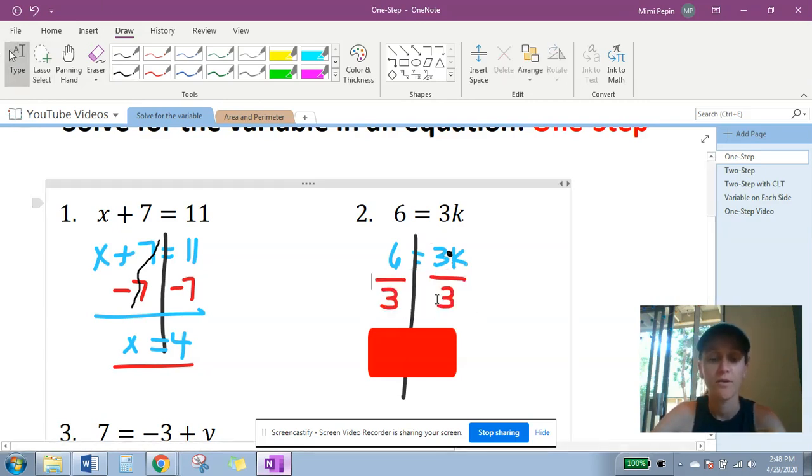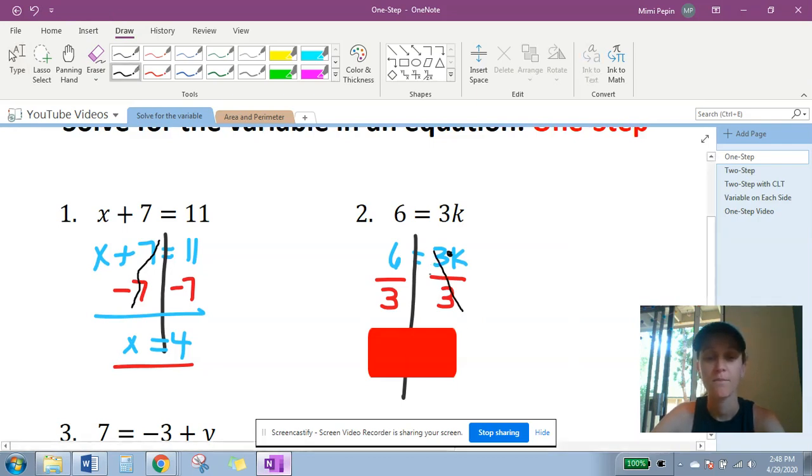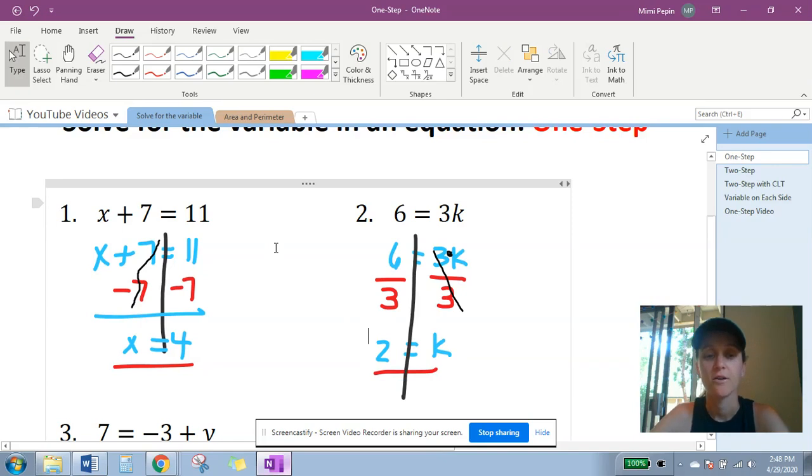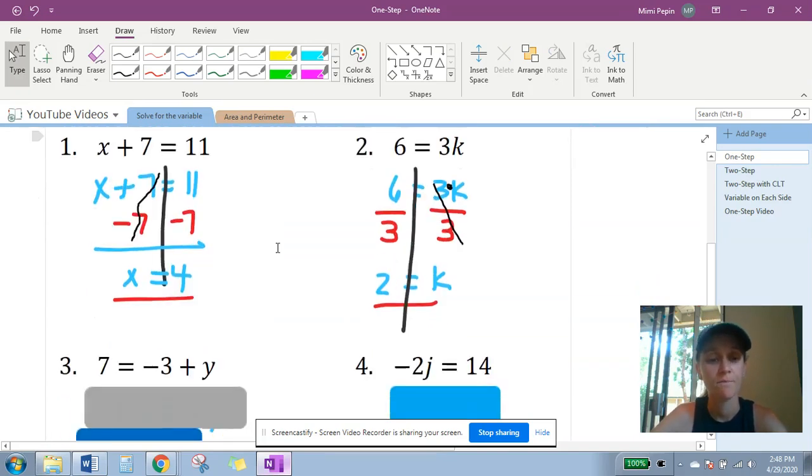So if I divide by 3 on each side, then these 3's are going to cancel out. And over here I have 6 divided by 3, and that's going to equal 2. So I end up with k equals 2. So in all these problems, you're trying to isolate the variable, which means get it by itself.